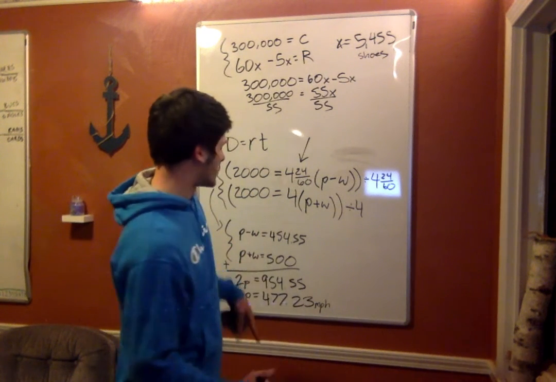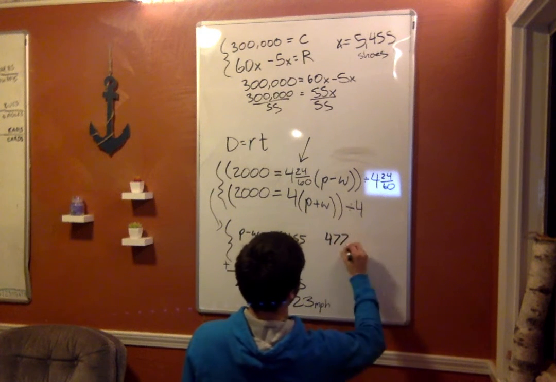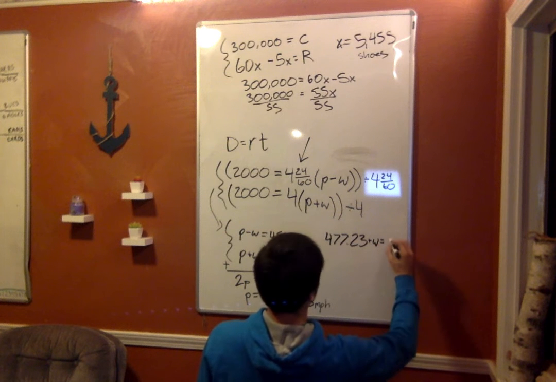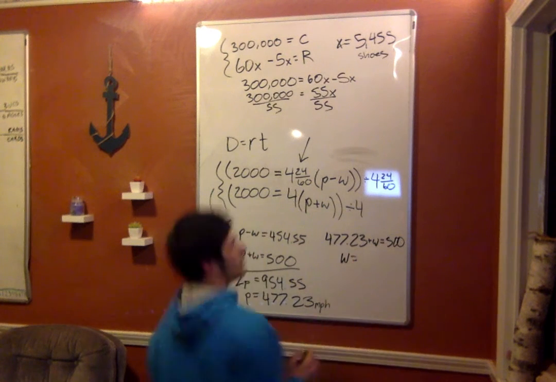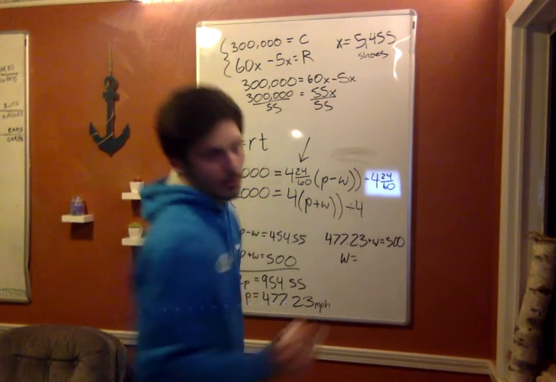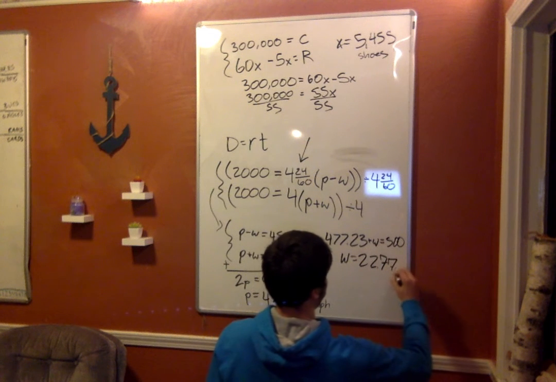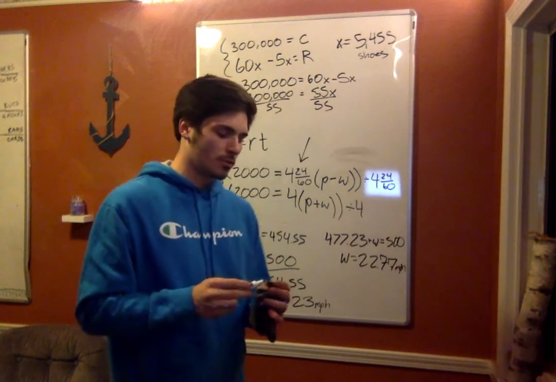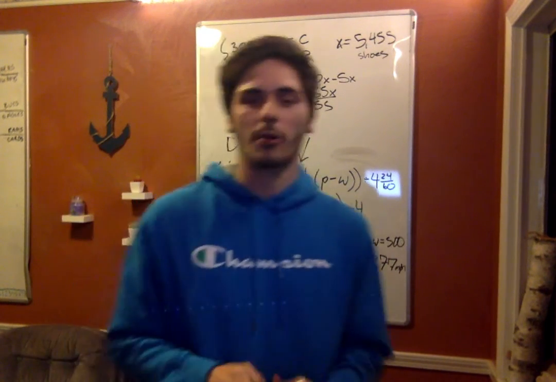So we'll do 477.23 plus W equals 500, and we'll see that W equals 22.77, which is also miles per hour. So the wind speed was 22.77 miles per hour, and the plane speed was 477.23 miles per hour.